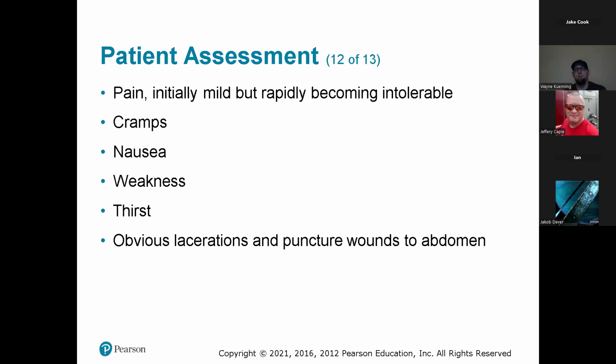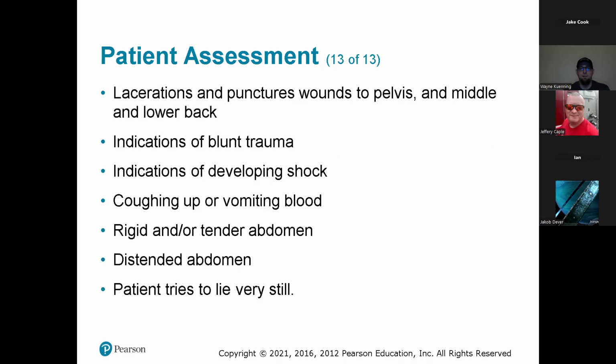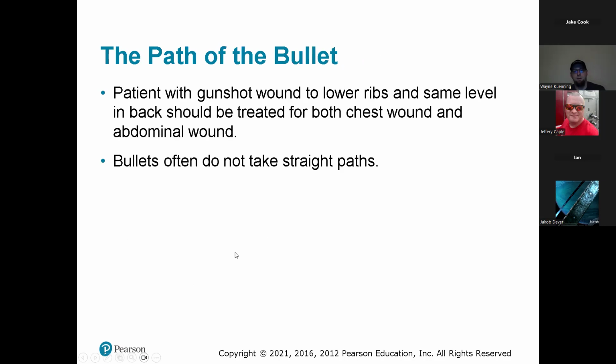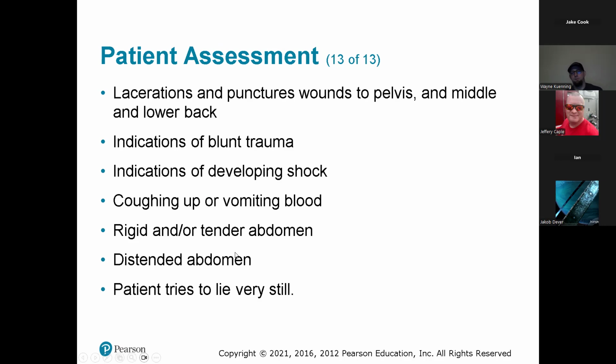Pain, initially mild but rapidly becoming intolerable, cramps, nausea, weakness, thirst, obvious lacerations and puncture wounds to the abdomen, lacerations and puncture wounds to the pelvis and middle lower back. Indications of blunt trauma, indications of developing shock, coughing or vomiting of blood, rigid or tender abdomen. That's a big concern because that's just before they run out of circulatory blood.